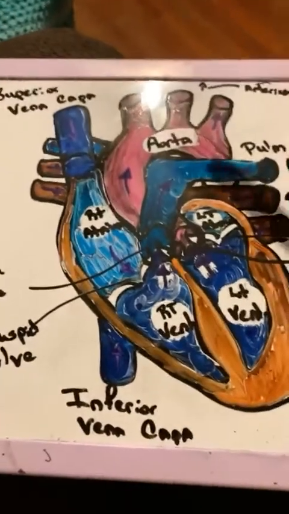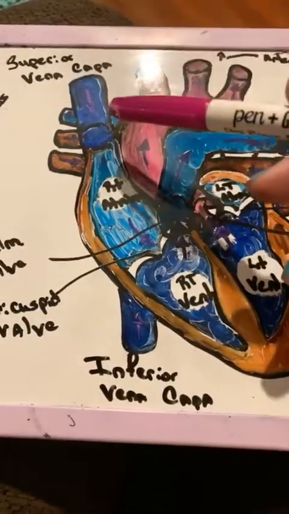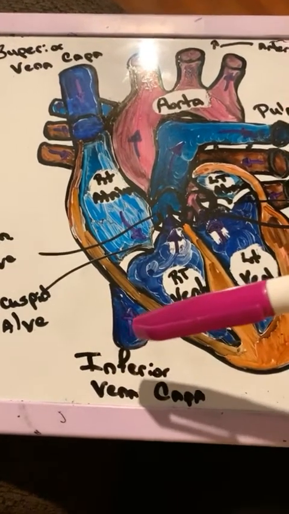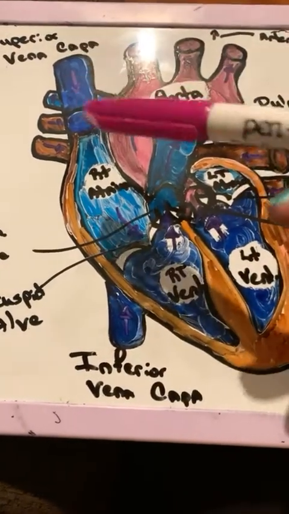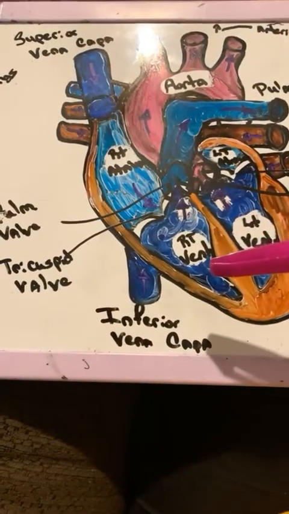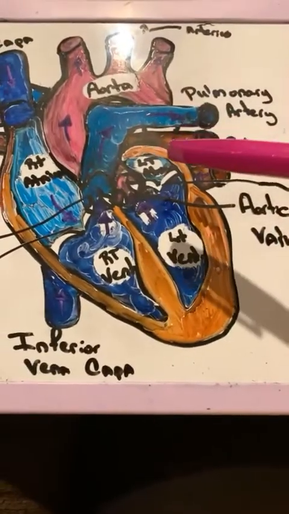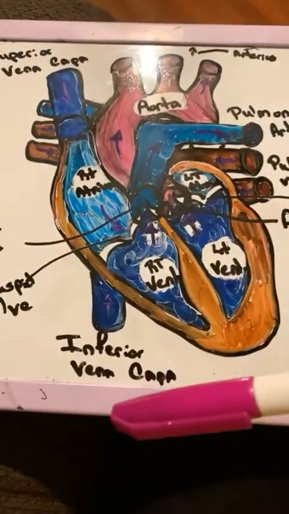Okay. So when we're talking about oxygen poor blood coming into the heart, it comes in through the superior and inferior vena cavas into the right atrium. It'll then travel through that tricuspid valve to the right ventricle, up the pulmonary valve to the pulmonary artery, where it'll then go to the lungs.